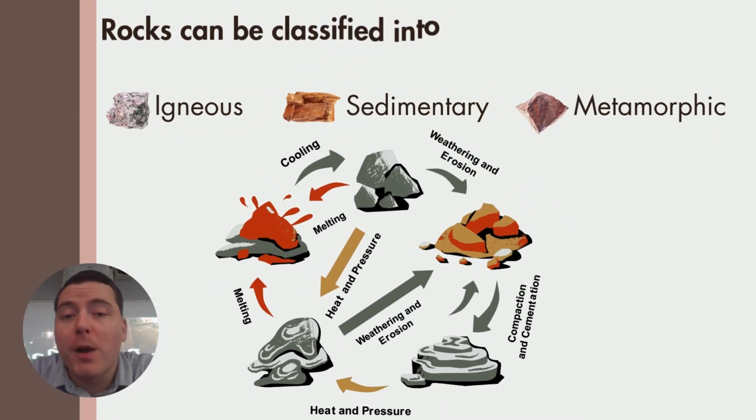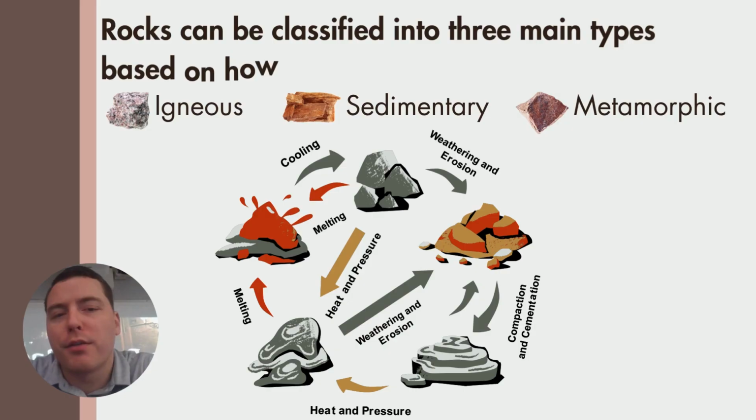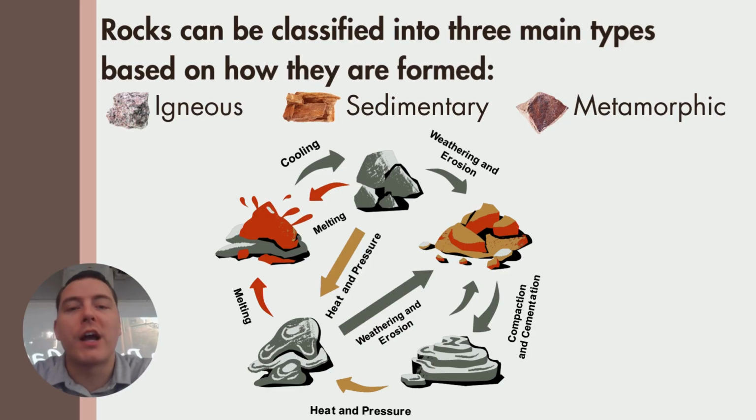So this module is all about rocks. Rocks can be classified into three main types based on how they're formed: igneous, sedimentary, and metamorphic. And then we also know that the rock cycle is where those different kinds, with heat, pressure, weathering, and erosion, can turn into the other types. So sedimentary can turn into metamorphic. Metamorphic can come from igneous, and so on.